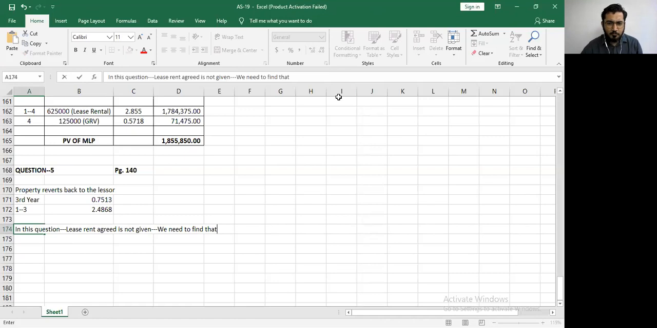And because we need to find it, we need to first make a working note that will tell you the lease rent agreed. After that, only we can proceed to the next one. Are you understanding? Right, okay. I hope this is clear to you, that lease rent agreed is not given in the question. You cannot divide it simply by 10 lakhs and find out the lease rent agreed. Because lease rent agreed is not given in the question, we will have to work out and find out the lease rent agreed.